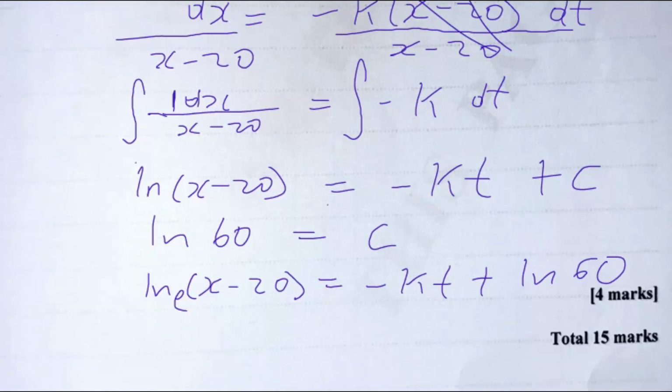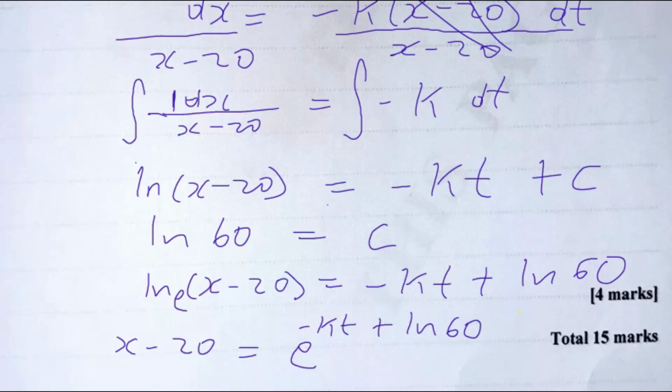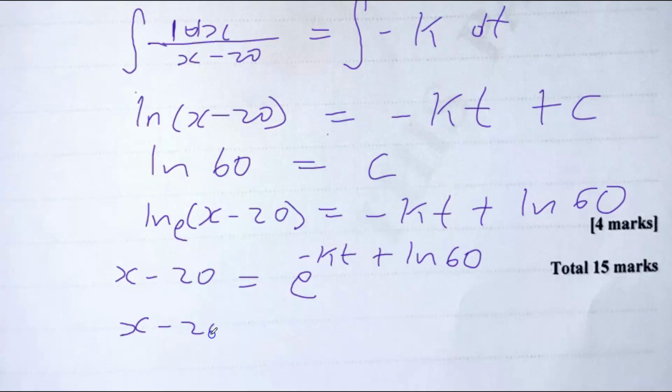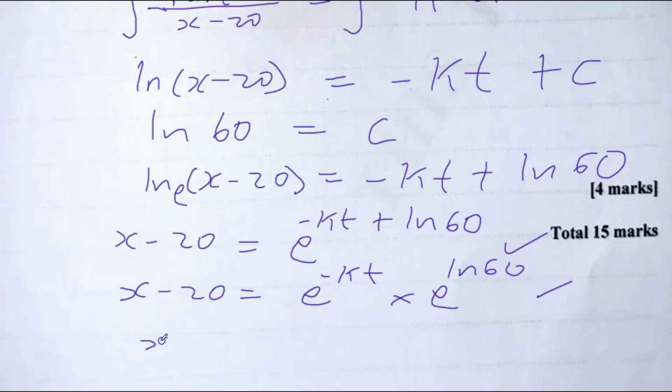From the laws of logarithms, ln is base e. So what's in the bracket is equal to the base e raised to the right hand side, that's negative kt plus ln 60. So x minus 20 is equal to e to the negative kt times e to the ln 60. Using the laws of indices, same base, you can add the powers when multiplying. And e to the ln 60 is the same as 60.